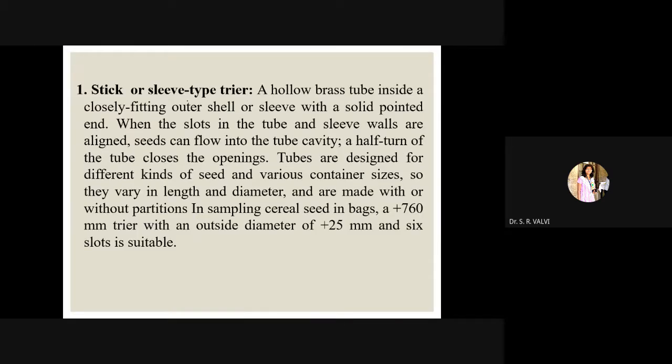Here you see the stick or sleeve type trier. Stick, everyone knows, right? Here you have a hollow brass tube inside a closely fitting outer shell or sleeve. Let me change the color so that you will get it. Suppose this is your outer shell, I will draw it bigger. I will write O for the outer shell, and then you have the inner hollow brass tube.